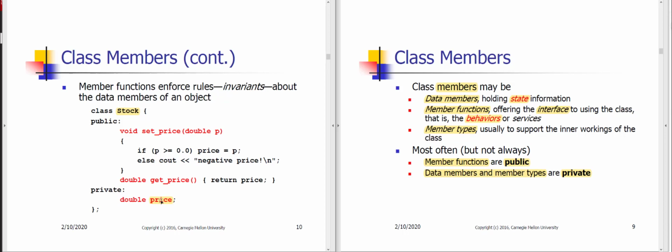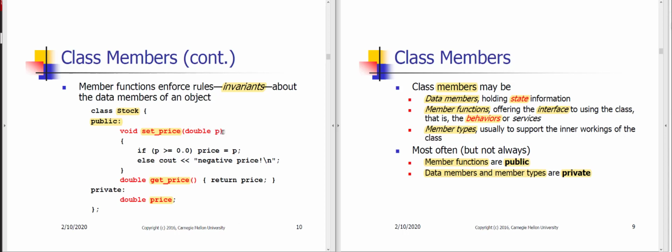Now, in order to find out about the price, or in order to change the price, we do have a couple of public member functions, setPrice and getPrice. All getPrice does is return the current value of the price. So that's pretty trivial. Now, setPrice enforces some rules about what reasonable prices would be.